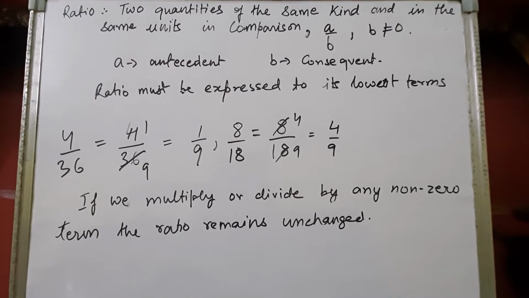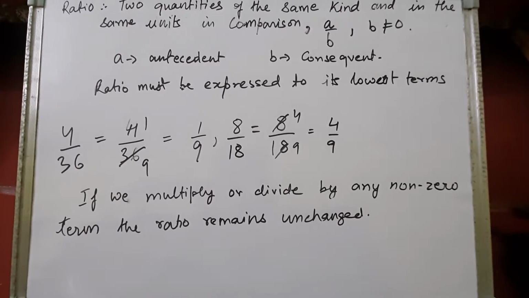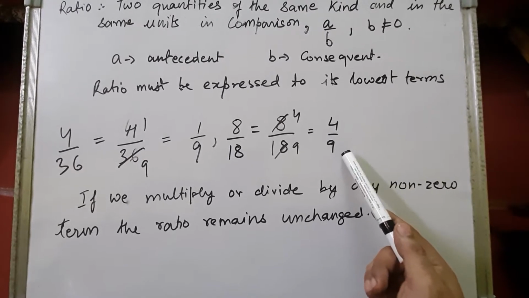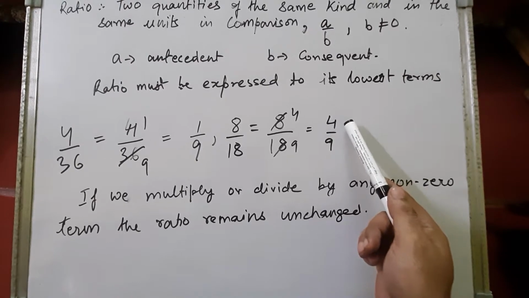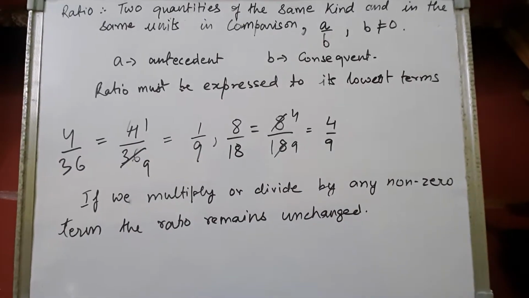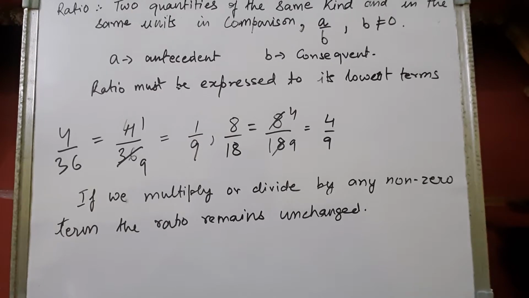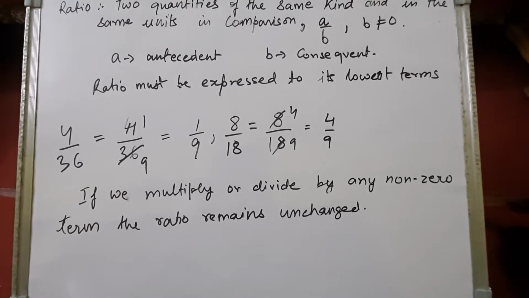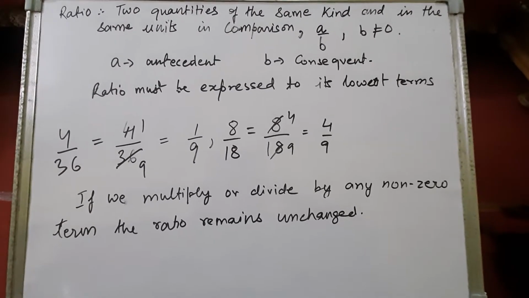There is another point: if we multiply or divide by any non-zero term, the ratio remains unchanged. That means suppose 4 by 9 is here. If you multiply by 2 in the antecedent and 2 in the consequent, what will it become? 8 upon 18. Again, 4 by 9 and 8 upon 18 will be the same. That means the ratio remains unchanged if we divide or multiply by the same term in both the antecedent and the consequent. Right, children? Let's move towards a few sums and try to understand the topic.